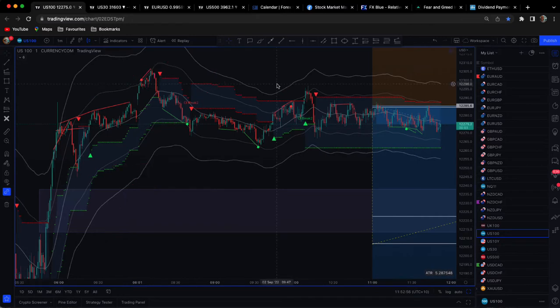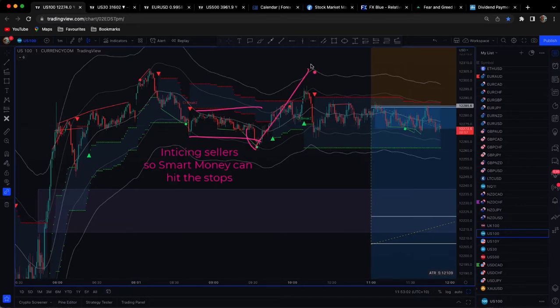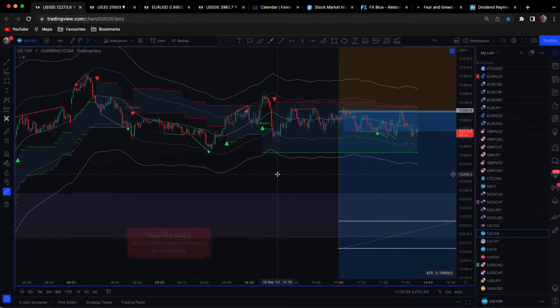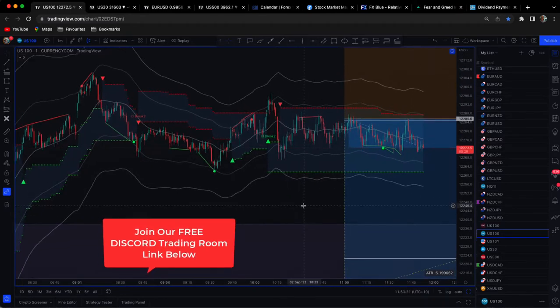So what I'm interested in here now is the manipulation. It's ranging, we get a little bit of a dip down, we get a bit of a shakeout, and now we just watch this roll over. What you're going to get is this is going to look to rebalance, so it'll wick back.